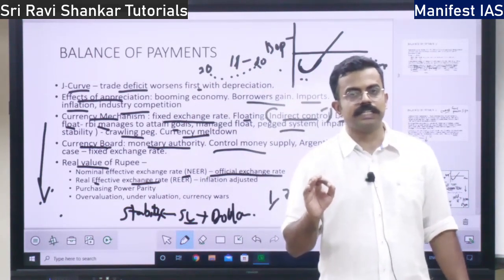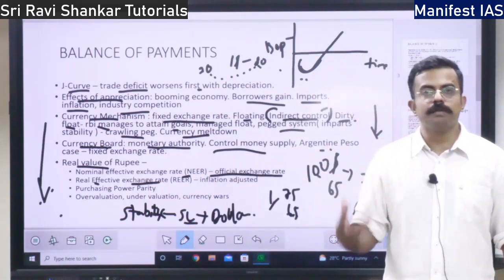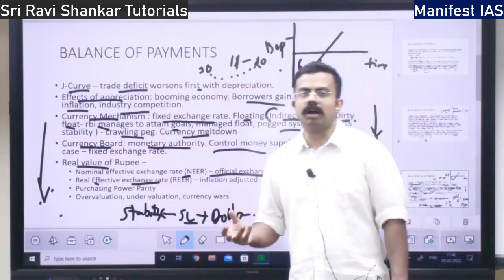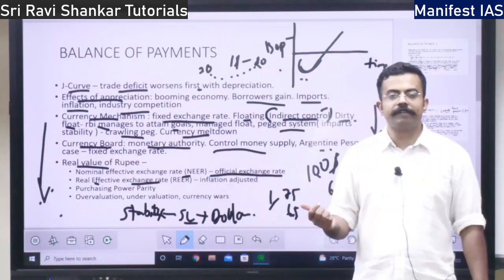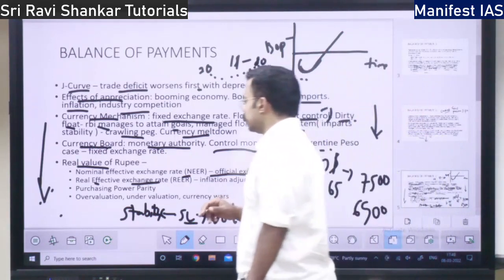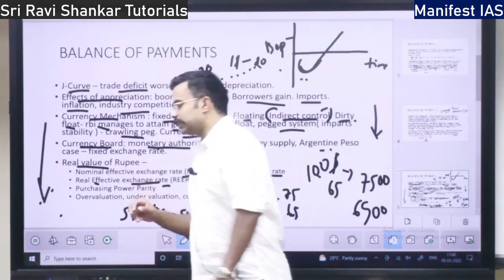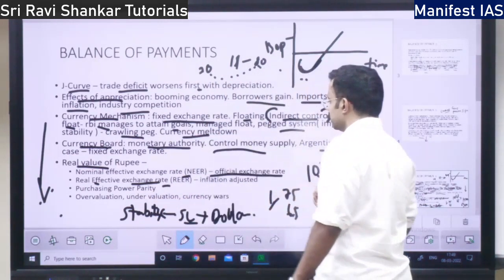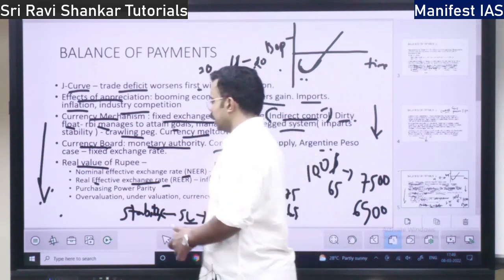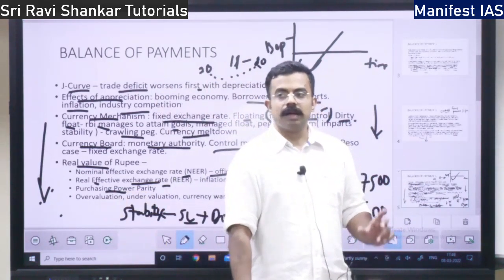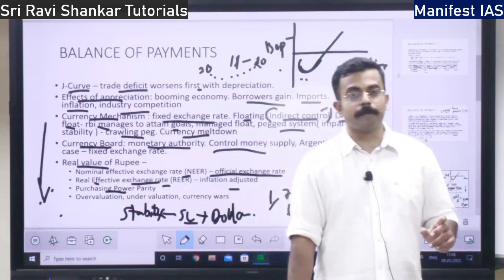In the nominal effective exchange rate, if you remove the inflation, how much the currency has appreciated because of inflation, if we remove the inflation part, we will get the real effective exchange rate. So this is inflation adjusted. Then the third currency mechanism is purchasing power parity.